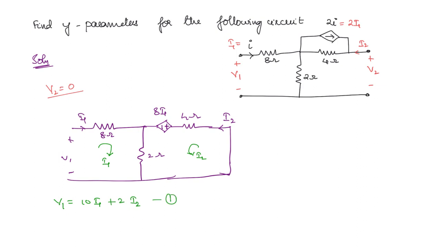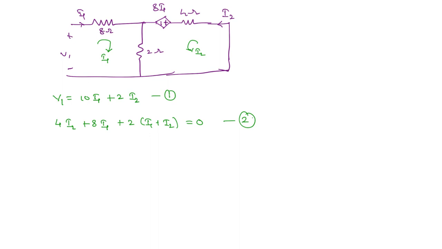What will be V1? This will be equal to 10 times I1. Here I2 is flowing in the same direction as I1. So you are going to get plus 2I2. This is one equation. Now the second equation, you apply KVL at mesh 2. Okay. So you're going to get 4 times I2 plus 8 I1 plus 2 times I1 plus I2, equal to 0. This is the second equation. So from here, equation 2 will give you the relationship between I1 and I2. So let me write the final expression. I1 you are going to get minus 0.6 I2.